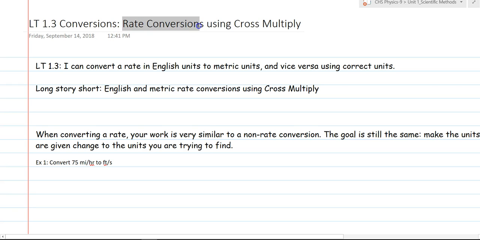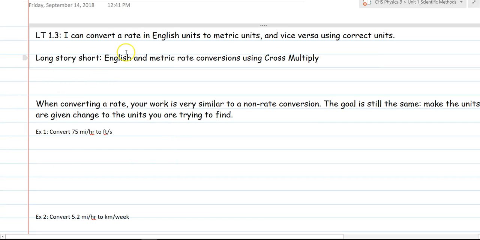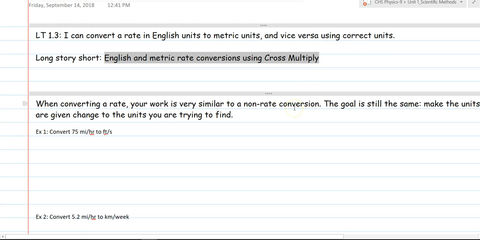We're doing rate conversions, and in this video we're going to be doing rate conversions using the cross multiply method. The wording for the learning target is right here. The goal is to get to a point where you can do a rate conversion with English and metric and vice versa, which is what this video is all about. Long story short, we're doing the rate conversions with cross multiply.